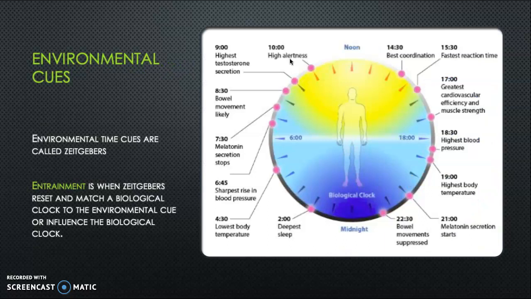So we call these environmental cues Zeitgebers. I don't know if I'm pronouncing that correctly. It's a German word. And these Zeitgebers, or environmental cues, such as sunrise and sunset, reset and match a biological clock to the environmental cues, or they can just influence our biological clock. And when that happens, it's called entrainment. So the environmental cues impacting our sleep-wake cycle and our biological clock is called entrainment.